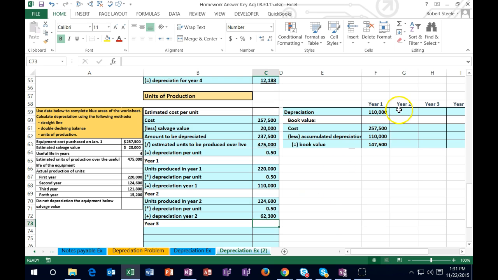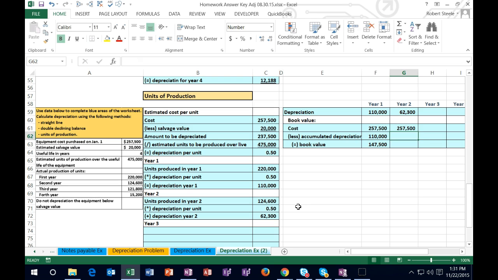So same idea up here. We're going to put that into our worksheet. So for year 2, we have depreciation that we have now calculated of 62.3. The cost is the same. The cost has not changed. So the cost is 257.5. That's what we paid for it.